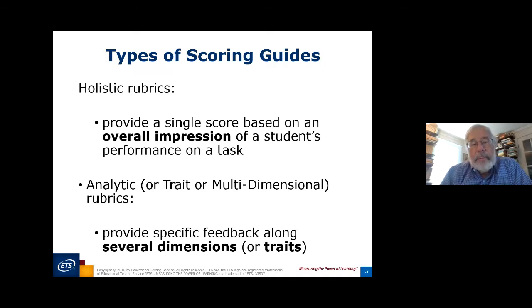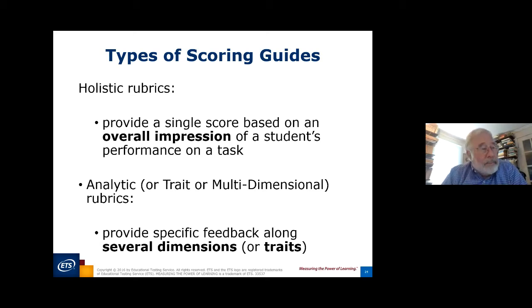There are more than two, but there are two main types of ways of scoring. And this is primarily for writing, but it works for performance as well. One is holistic. This is something that actually was developed at ETS in the early 60s. It used to be spelled with a WH, as in the whole thing. That's where it comes from. And it's one score based on an overall impression of a student's performance.